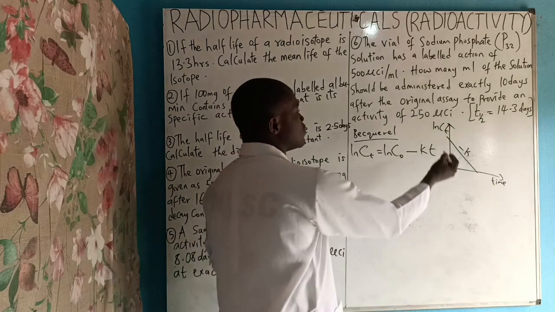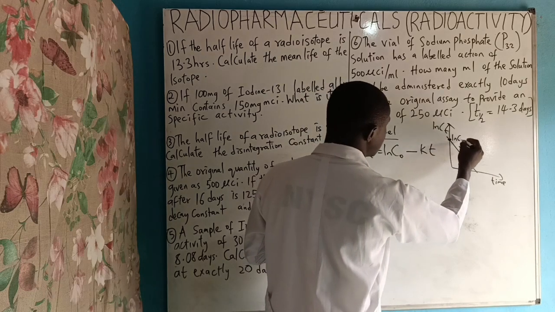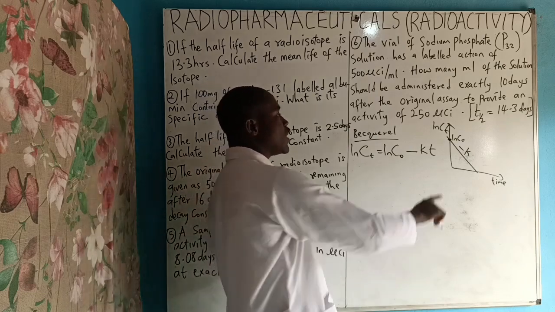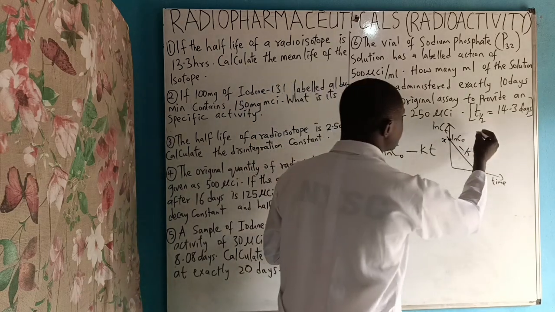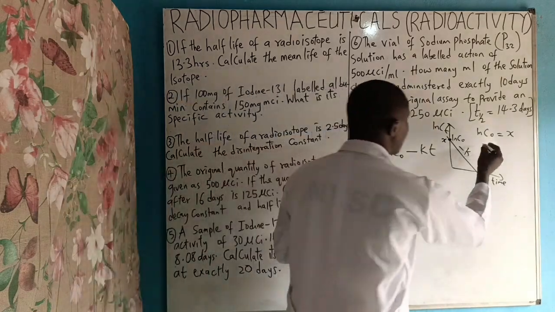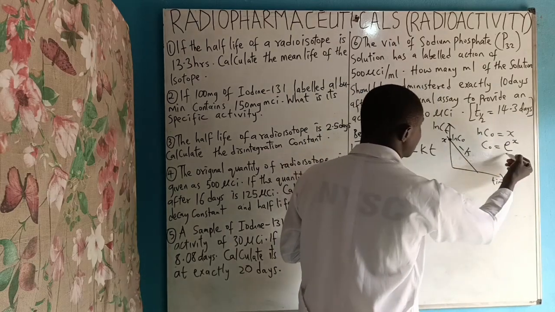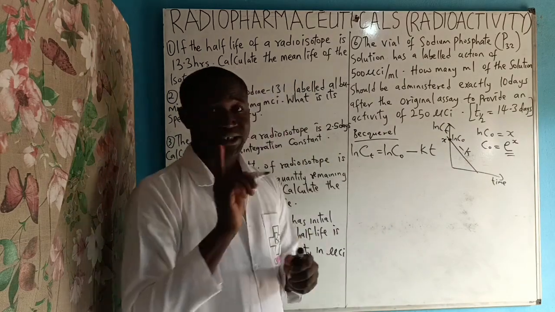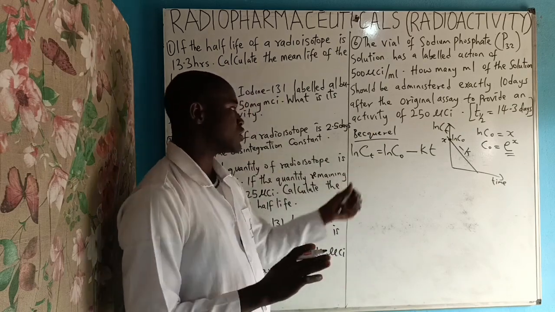And so this is the intercept, where we call it ln C0, ln of the initial concentration. The C0 means initial concentration. And so if that intercept is equal to x, it means that ln C0 is equal to x, and therefore C0 will be equal to e raised to the power of x, the opposite of ln. That will be how to deduce the value of initial concentration from the graph. And so we said radioactivity or radiopharmaceutical products obey the first order reaction equation, and so it will go this way.